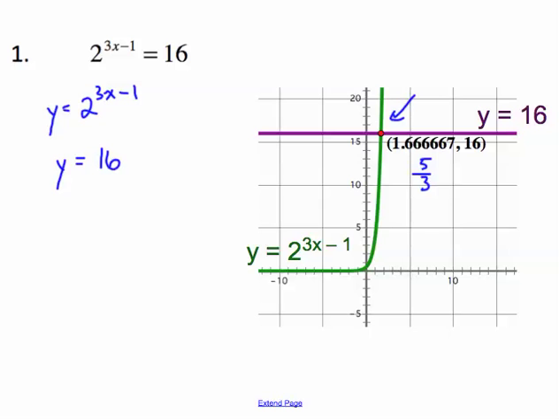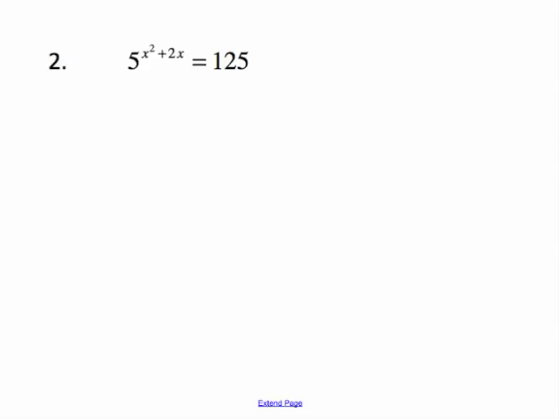So we can solve by writing both sides as powers of the same base, or we can graph the left side and graph the right side as separate functions and look for the point of intersection. Let's do another example for writing both sides as powers of the same base. Same thing here again, we're going to leave the left-hand side as it is, and we're going to write the right-hand side as 5 to the power of 3.